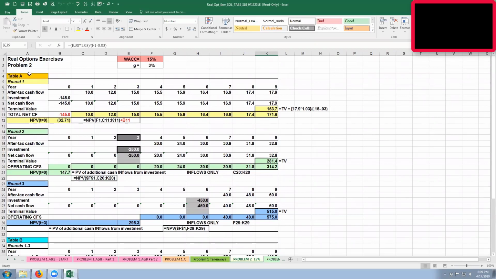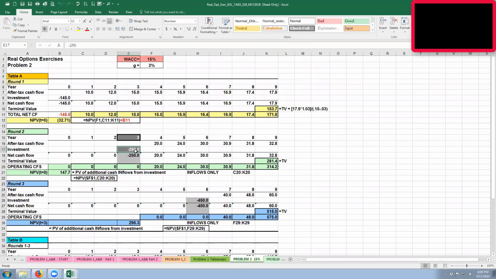This was round 1. It's going to cost 145. Don't forget your terminal values over here. Round 2, they could invest another 250. She argued a whole bunch of stuff, but mainly that the discount rate was too high. It really should have been 10%. It might should have been 8%.